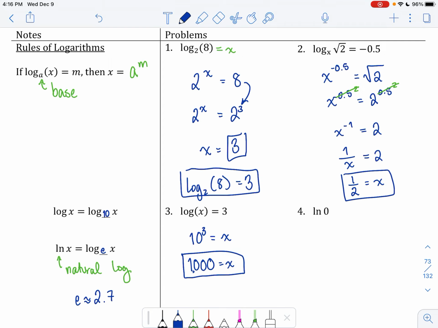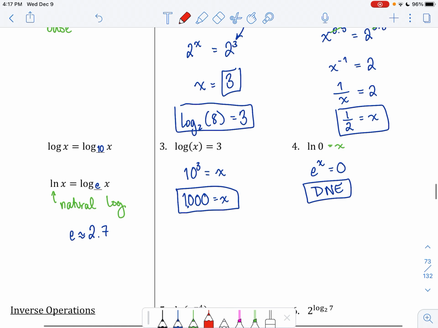So, if I ask for the ln of 0, which is how you say that, ln, or the natural log of 0, I would use the same thing as we did in number 1, set it equal to x, and then say e as our base, since the natural log's base is e, to the x is equal to 0. Now this is important because this does not exist. This will actually always be true, that if you have a log of 0, that does not exist, right? This is the asymptote, so it can't touch at 0.